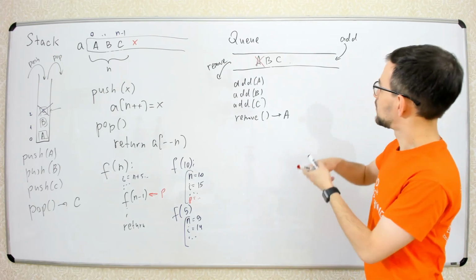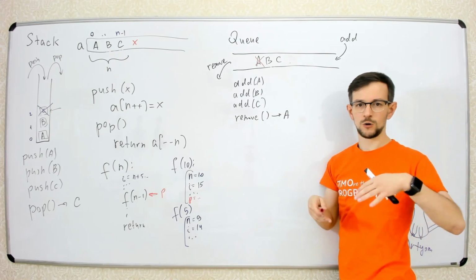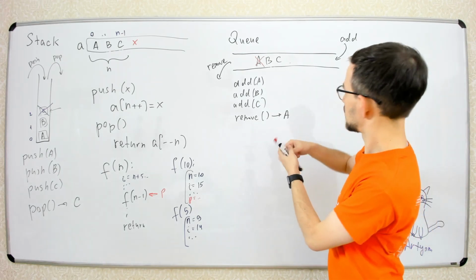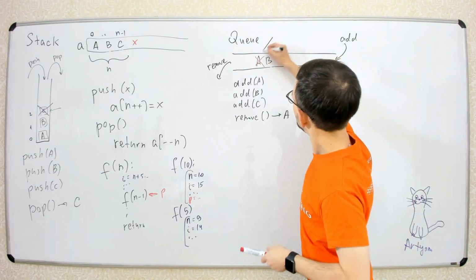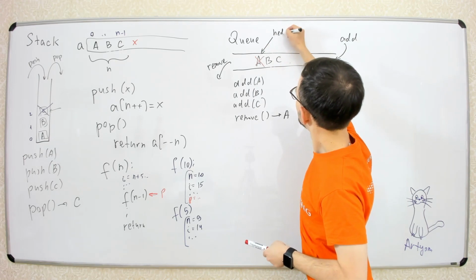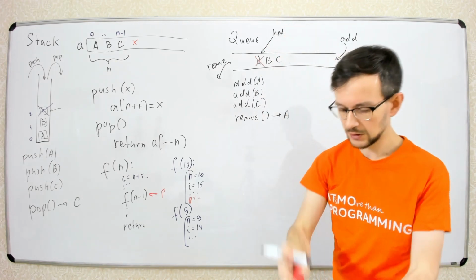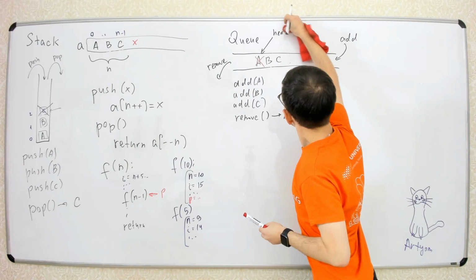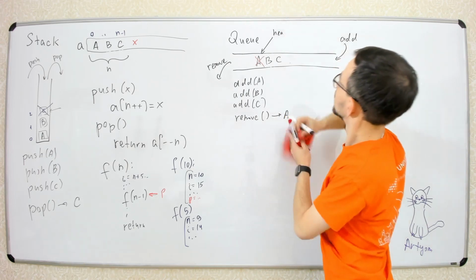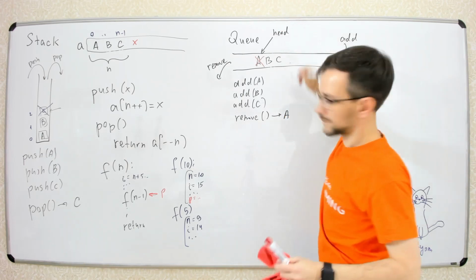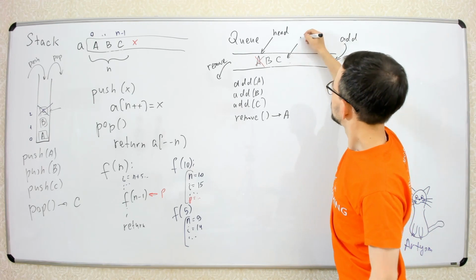So these two ends of the queue are usually called head and tail of the queue. So this end is called the head of the queue. And this one is called the tail of the queue.